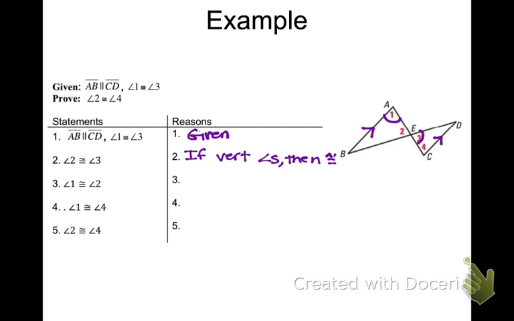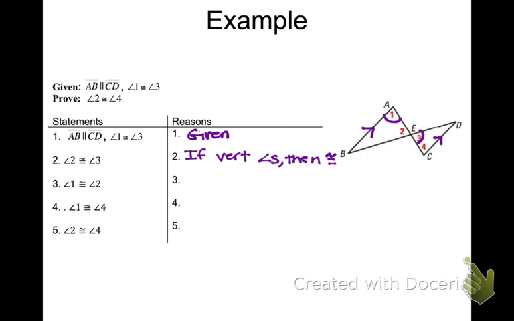Right? We're given that from the diagram. We can say, well, they're vertical angles, so we know that they're going to be congruent. We're not even at the parallel part. What else is next? So they have 1 congruent to 3, 2 is congruent to 3. Then why is 1 congruent to 2?